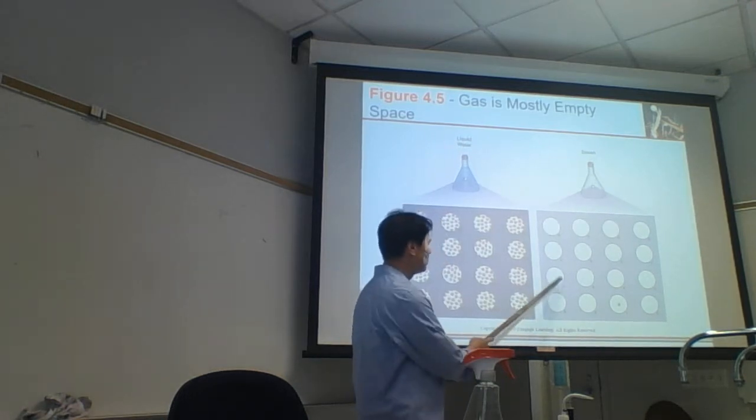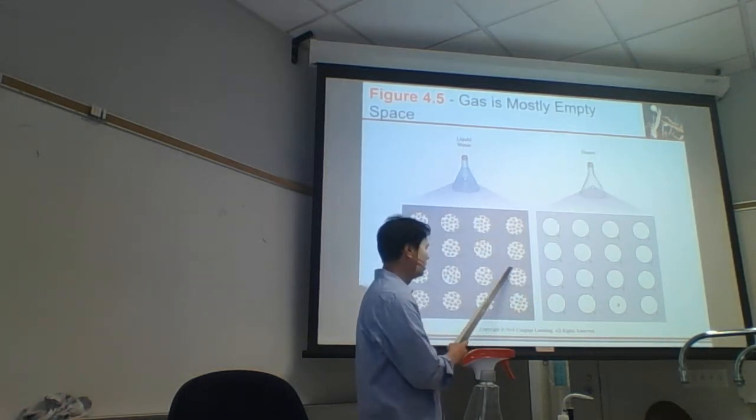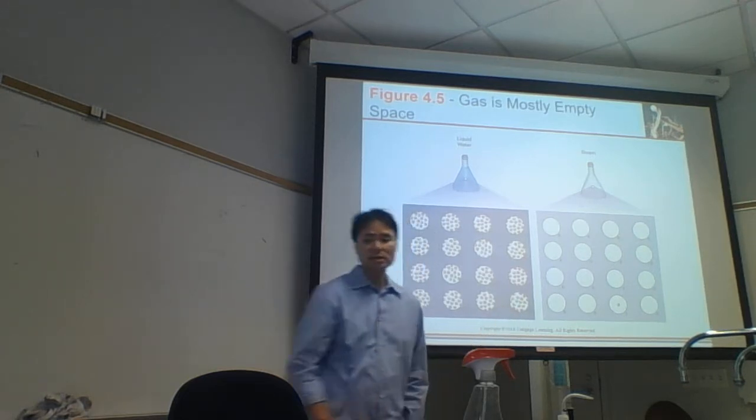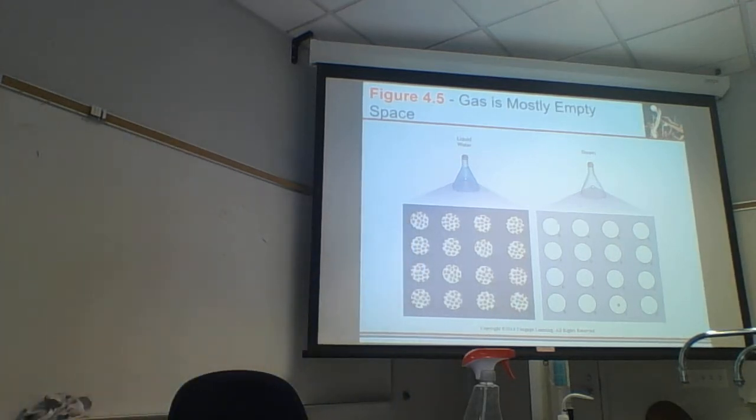Gases are going to have a much lower density. Over here, the space is much more densely packed. In fact, gases have a density of about, what, 1,000 times less, 1,000,000 times less, 1,000,000,000 times less than the liquid. Yeah, about 1,000.